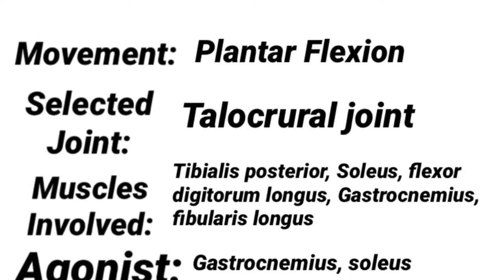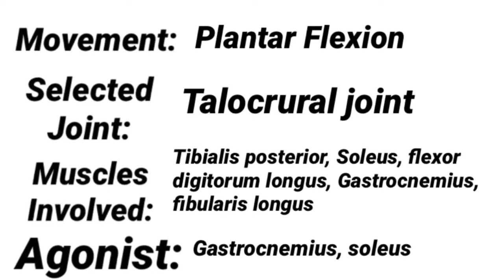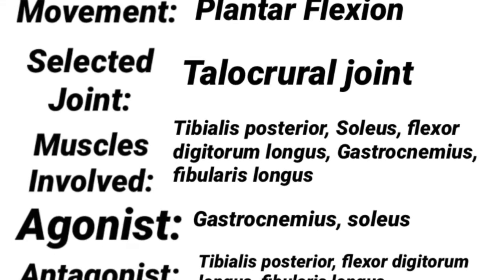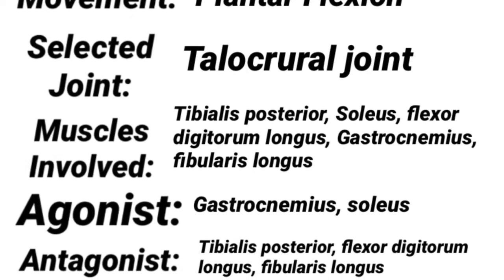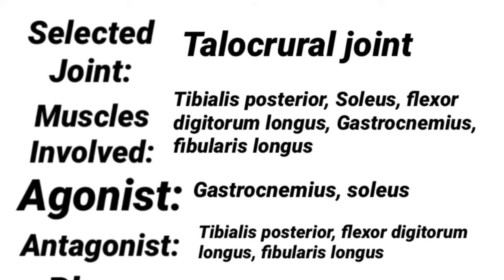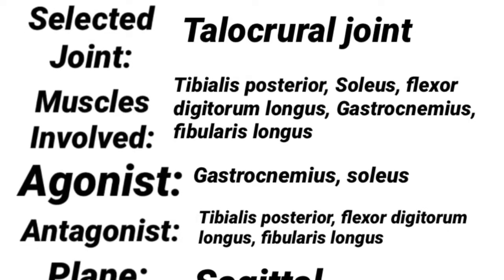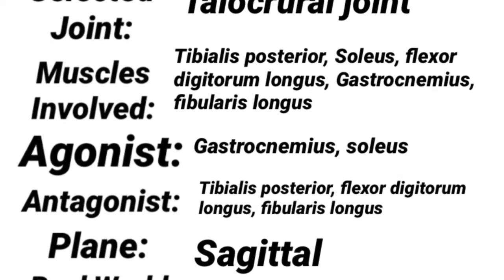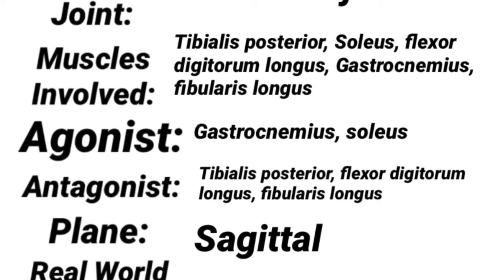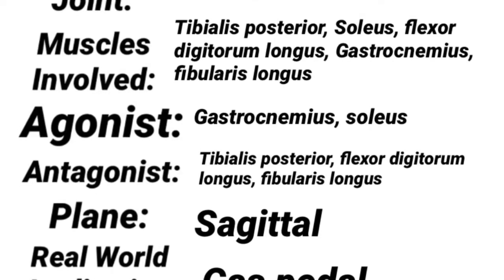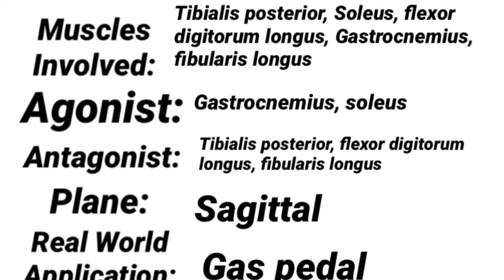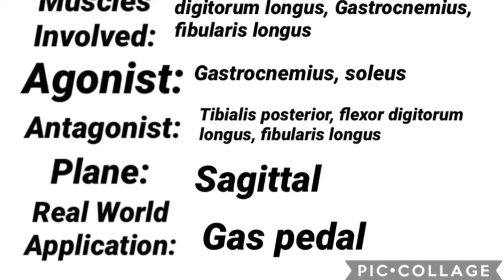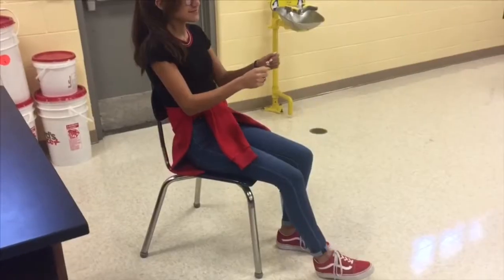Our sixth movement is the plantar flexion. The selected joint is the talocrural joint. The muscles involved are the tibialis posterior, soleus, flexor digitorum longus, gastrocnemius, and fibularis longus. The agonist is the gastrocnemius and the soleus. The antagonist is the tibialis posterior, the flexor digitorum longus, and the fibularis longus. This movement takes place in the sagittal plane. The real-world application would be pressing on a gas pedal.